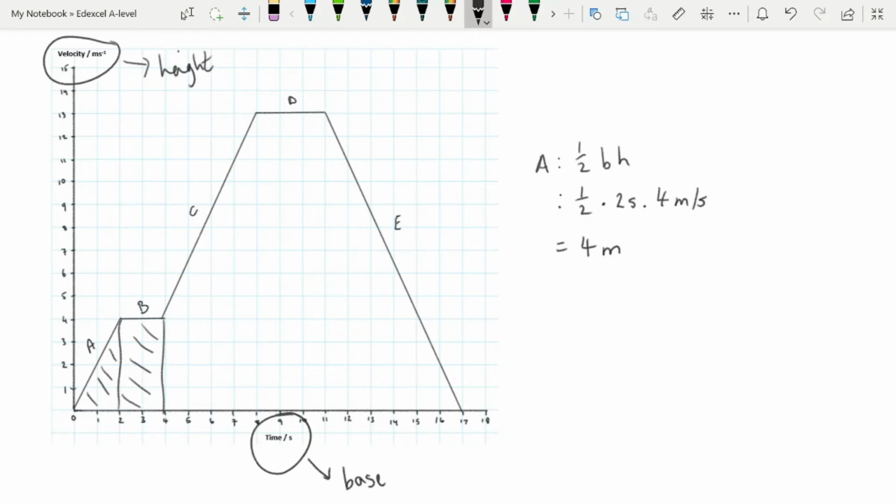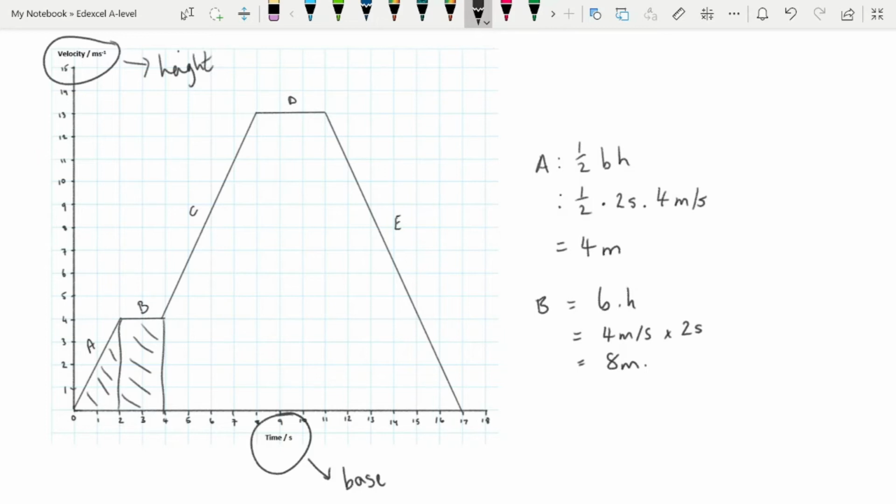For B, again, it's fairly straightforward. It's just going to be a rectangle, so it's base times height. That will be 4 meters per second times 2 seconds, which will give us 8 meters.